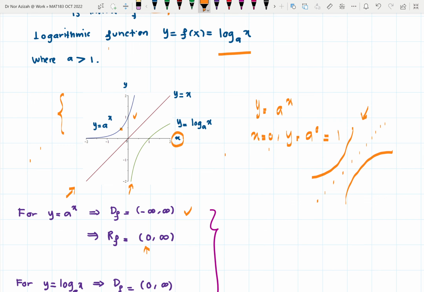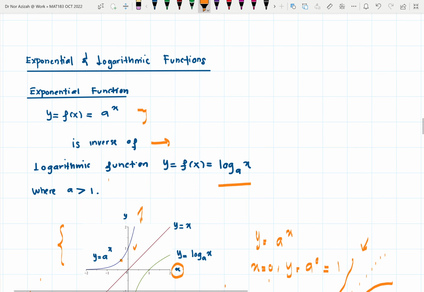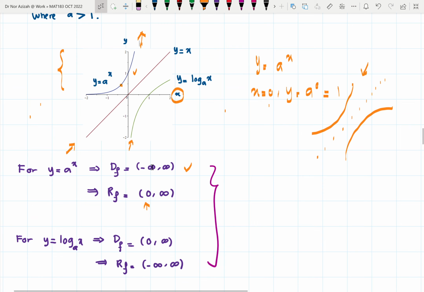Okay, do you understand this? The smallest value of y here is zero, but zero is not included. The largest value of y here is infinity. This one goes to infinity. That is why the range is 0 until infinity.